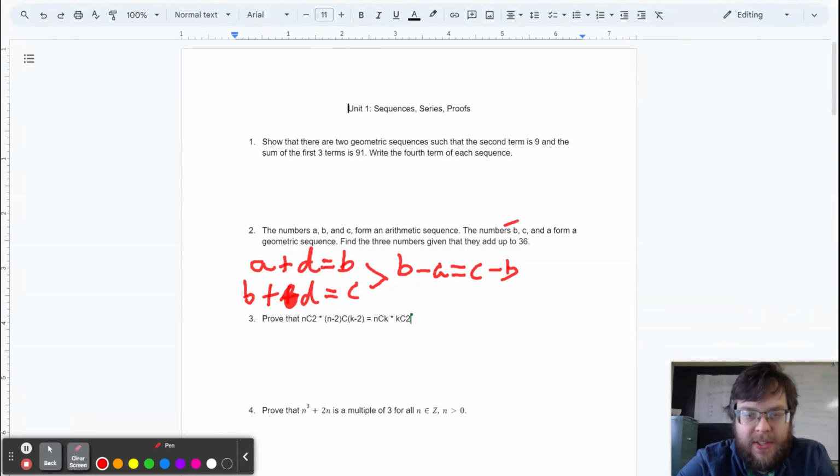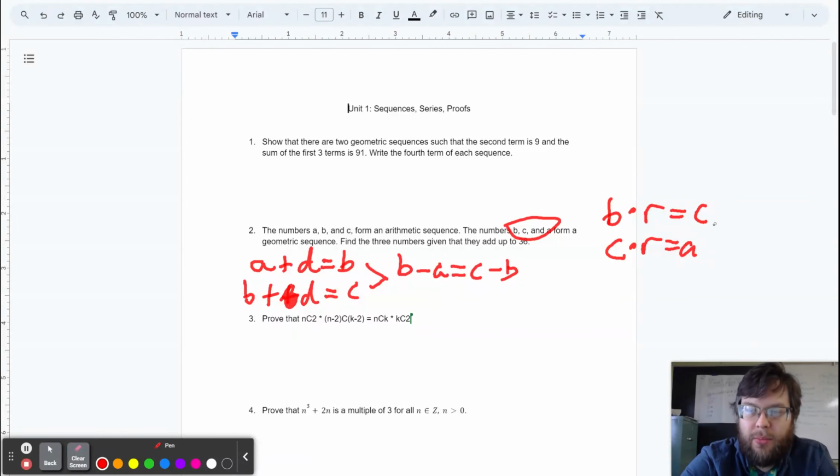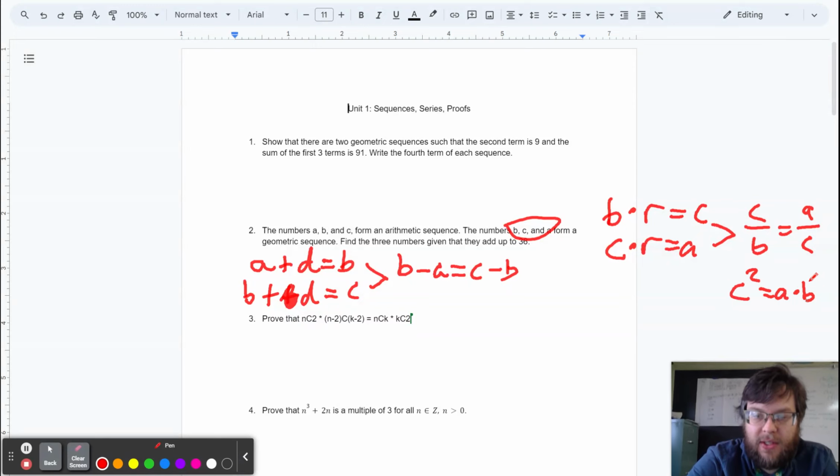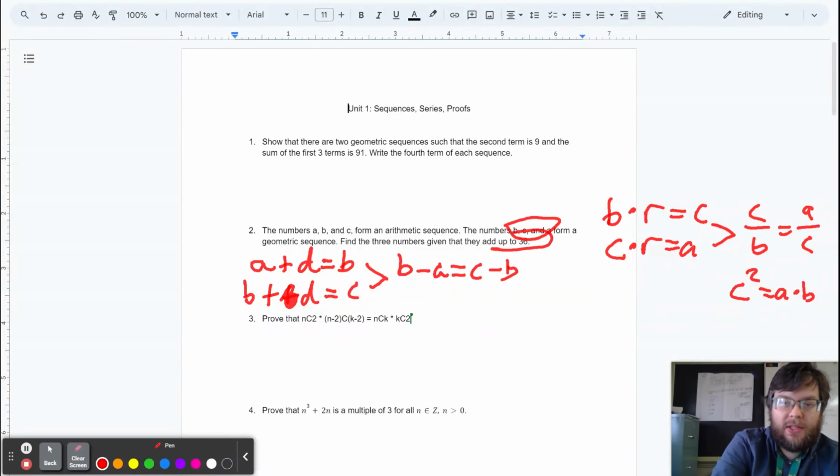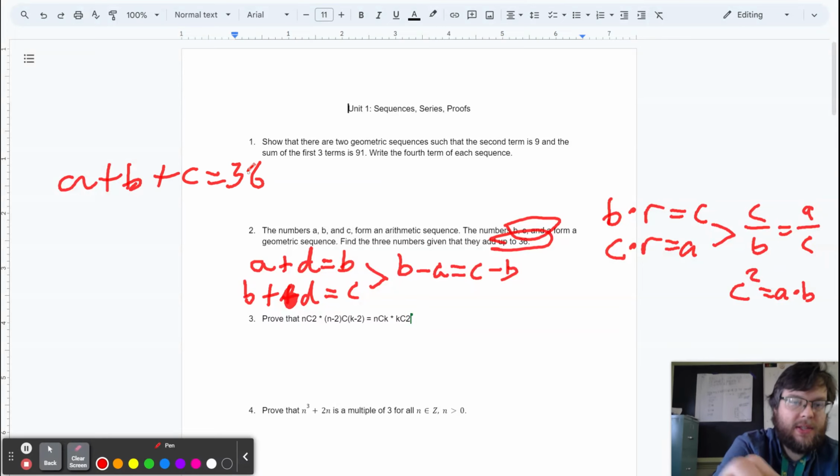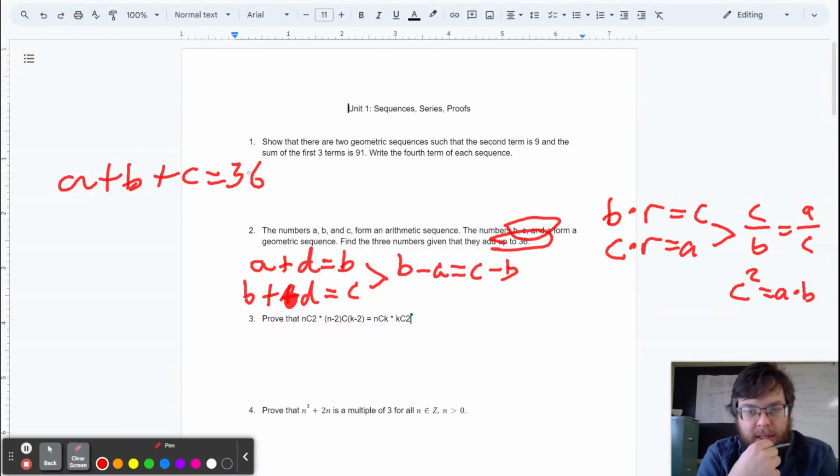Now we know that B, C, and A form a geometric sequence. So B times R is equal to C, and C times R is equal to A. If you put those two ideas together, that means that C divided by B is equal to A divided by C. And if you cross multiply, that means that C squared is equal to A times B. Our last clue is that the three numbers add up to 36, so A plus B plus C adds up to 36.